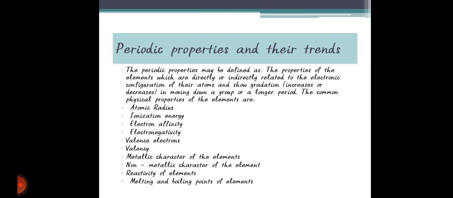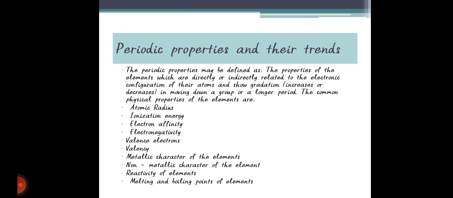Valency is another property, where valence is the combining capacity of an atom. On moving left to right across a period in the periodic table, valency first increases then decreases. There is no change in valency across a group. Elements of the same group show the same valency.